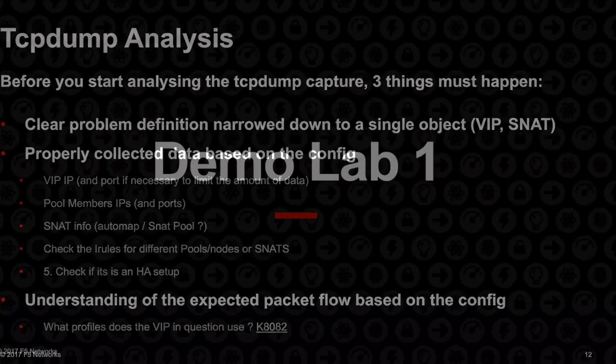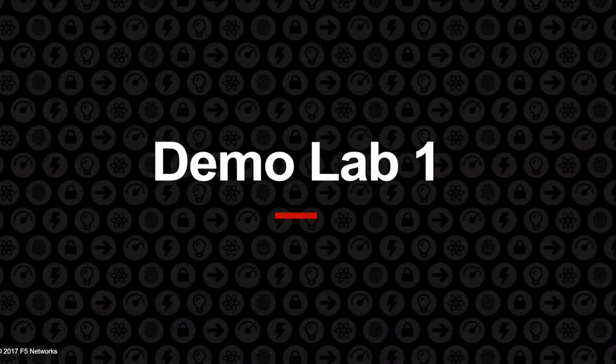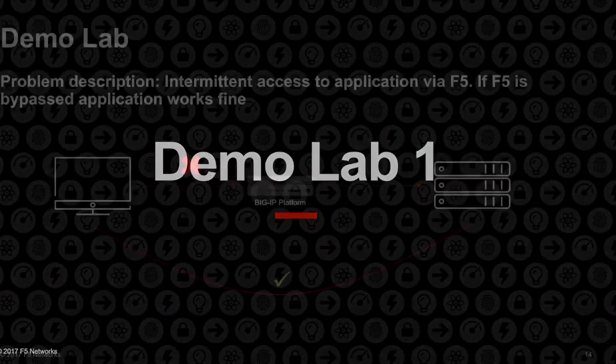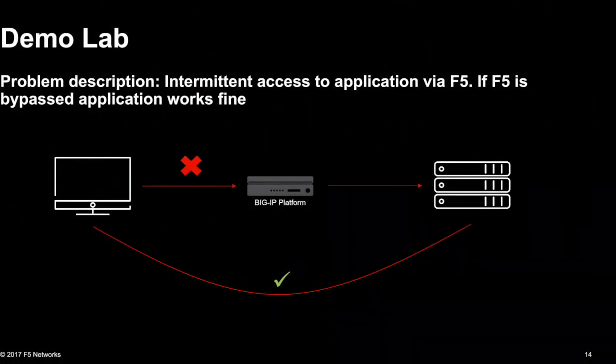And this leads us to our first demo lab. So a pretty common problem description is we have intermittent access to the application through F5. If F5 is bypassed, the application works fine. There is no issue at all. So covering what we discussed, we have a simple problem description here.